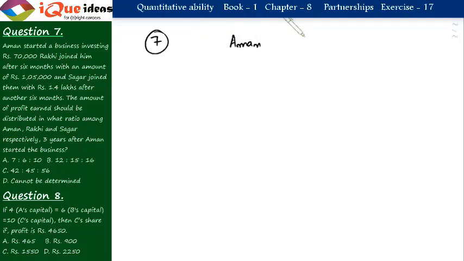Let's say Aman, then we have Rakhi, then we have Sagar. One thing that we will assume by default here is that there is no information given about withdrawal. So we'll assume that they have not withdrawn. They're all there in the business for the entire duration of 3 years. Assuming that, now Aman has invested 70,000 and he remains there for the entire period of 3 years. So multiplied by 3.